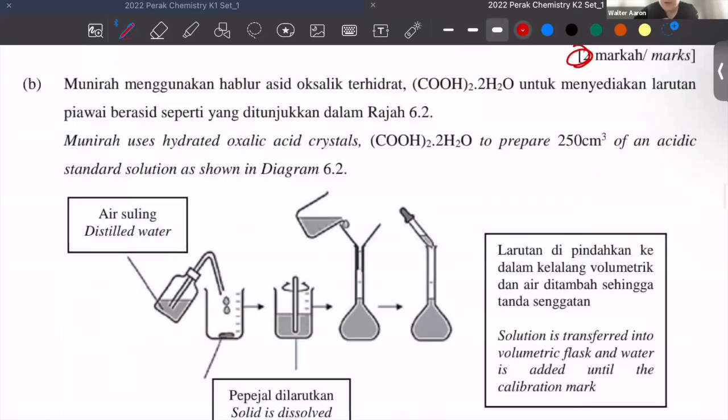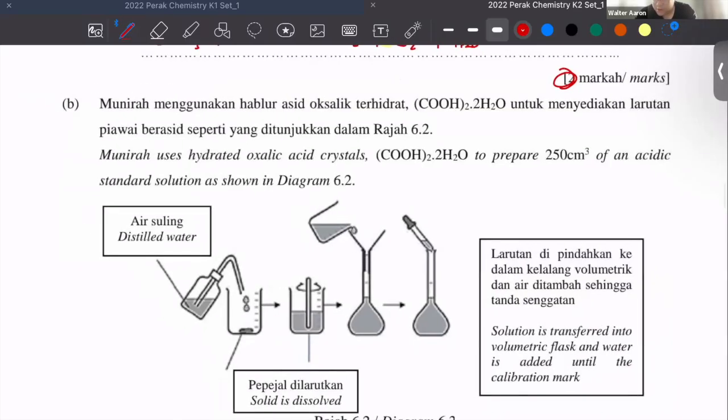Okay, Munira uses hydrated oxalic acid crystals to prepare 250 cm cube of an acidic standard solution, as shown in diagram 6.2. All right, so what happens here is that she adds distilled water so the salt dissolves, then she puts it inside the volumetric flask, and then she tops up with water until it reaches the graduation mark. So then you can see that they actually explain to you.